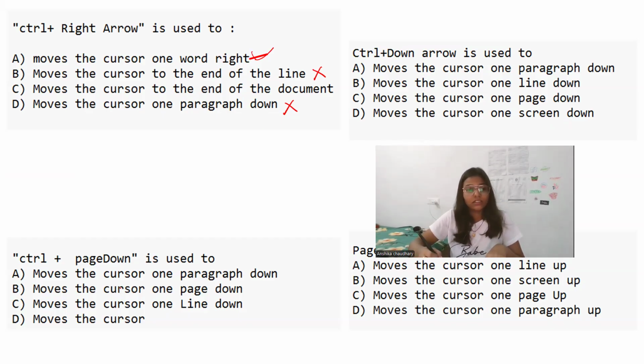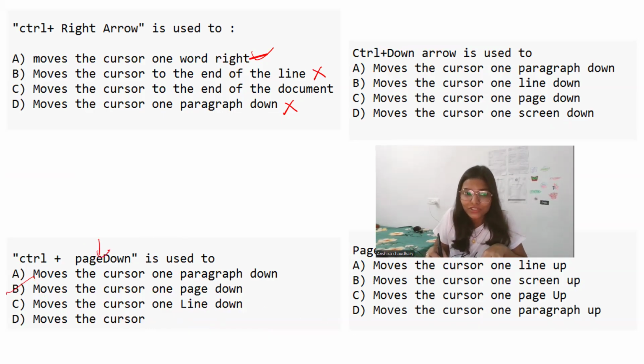Option number C. The next question is Control plus page down. So moves the cursor one paragraph down, moves the cursor one page down or one line down, or here moves the cursor. So it is quite incomplete, right? So the answer will be moves the cursor one page down, right? Option number B will be the correct answer. That moves the cursor one page down.